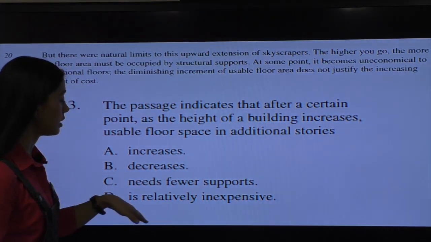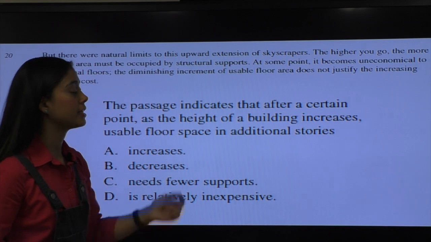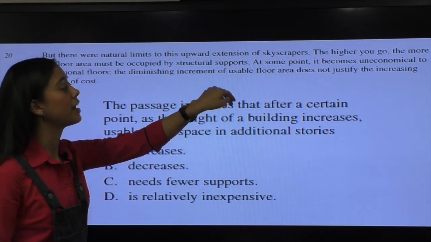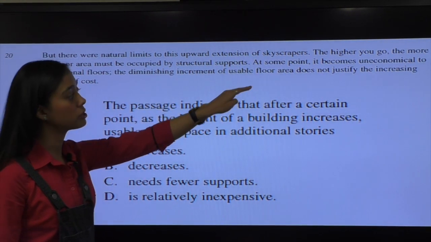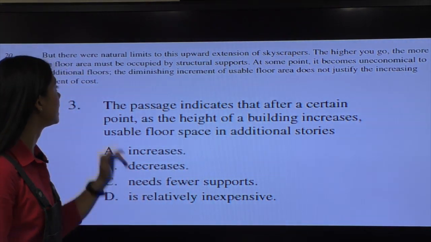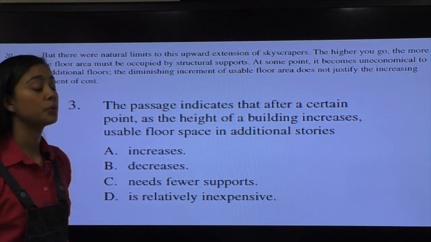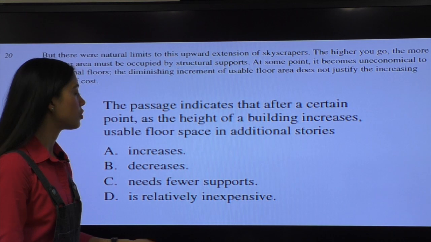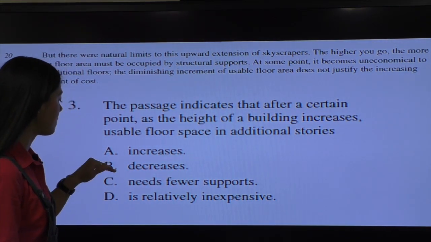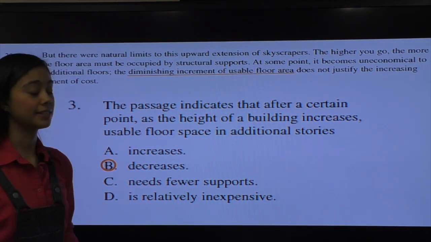And D, it is relatively inexpensive. Again, as we see in the last sentence, it says that diminishing increment of usable floor area does not justify the increasing increment of cost. So it is more expensive. So the only option that we have here would be B, which is why B decreases is our answer.